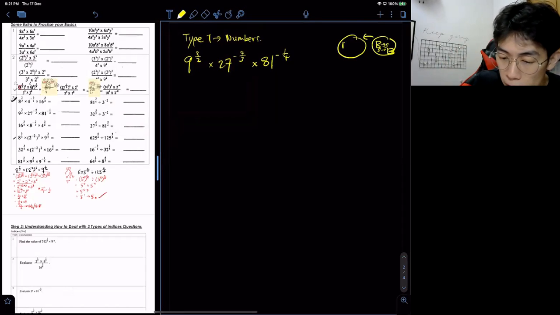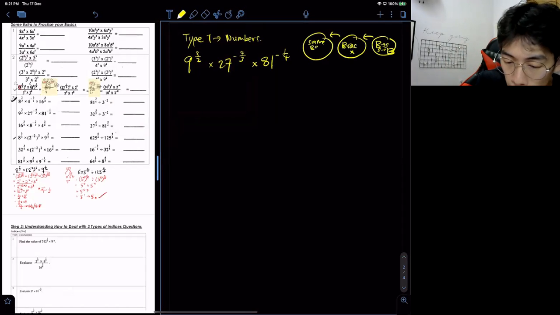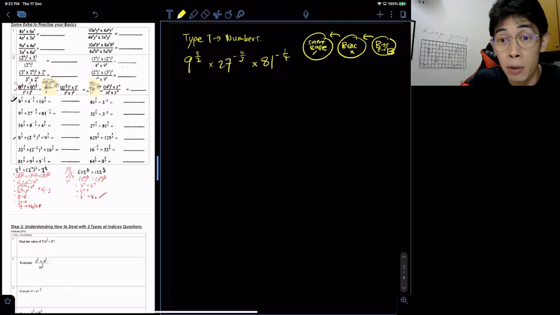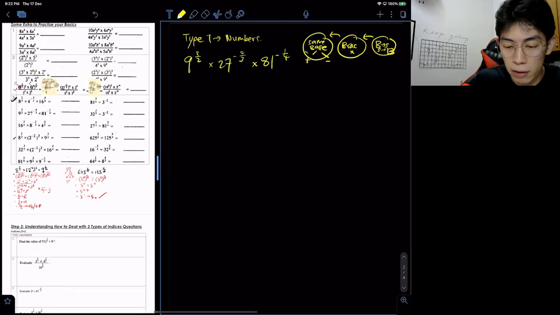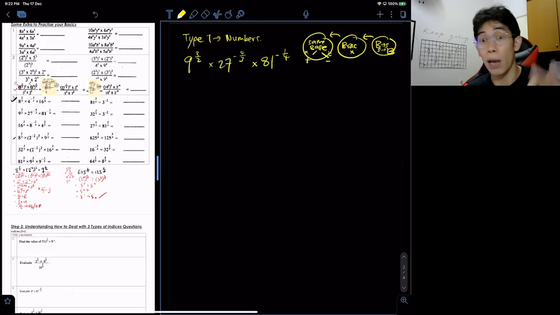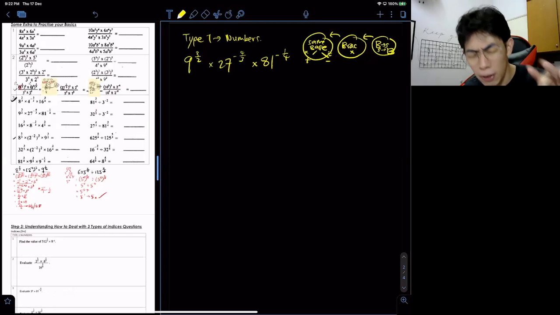Next step, bracket, you're going to times it. Next, remember all these things? Same base. If times, you're going to plus. Divide, you're going to minus, right? So these are the things that we have been going through. And I remember I've been repeating this.